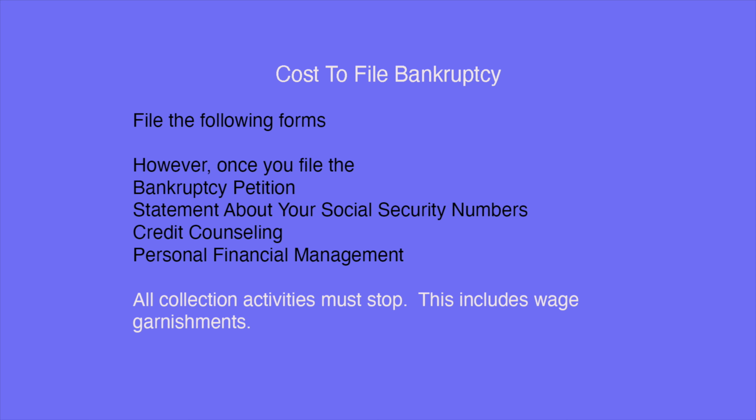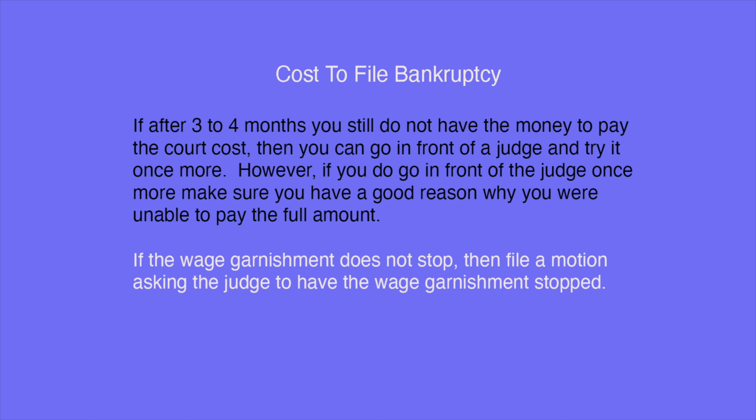This includes wage garnishments. If after 3 to 4 months you still do not have the money to pay the court cost, then you can go in front of a judge and try it once more. However, if you do go in front of a judge once more, make sure you have a good reason why you were unable to pay the full amount. If the wage garnishment does not stop, then file a motion asking the judge to have the wage garnishment stop.